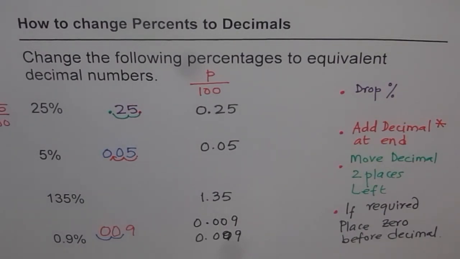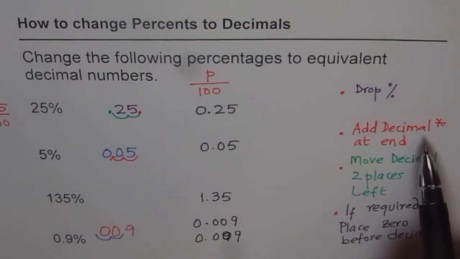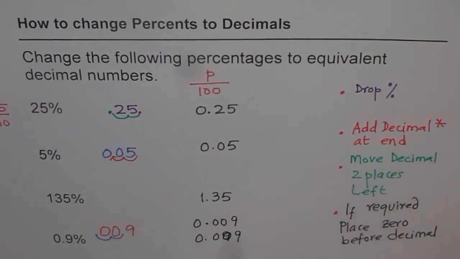So you see, these four small examples have a lot of variety in them. And we even found that there was something missing in our rule. So the rule is drop percent, add decimal if not there, if required. If there is already a decimal, don't add one. Then move decimal two places to left, and if required, place 0 before decimal. So some judgment you have to do at times, but broadly speaking, these steps should help you convert percent to decimals. Thank you.